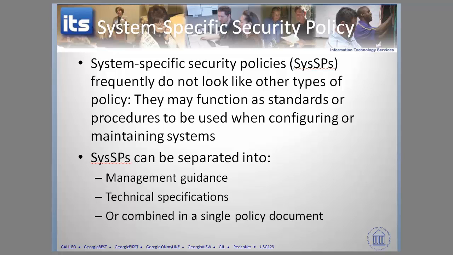These system-specific security policies can be separated into either management guidance and then technical specifications, or can be combined into a single document. So that management guidance is going to address your common users, whereas the technical specifications may be how you actually configure those systems for usage at multiple campuses or on individual workstations. So system specific, very different kind of approach. Let's go now and look at management guidance and how that relates to system specific security policy.